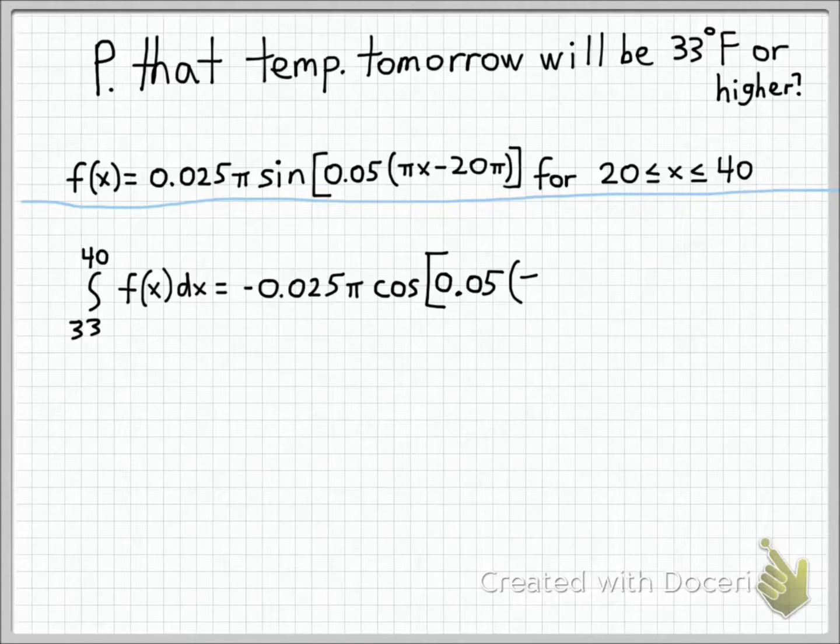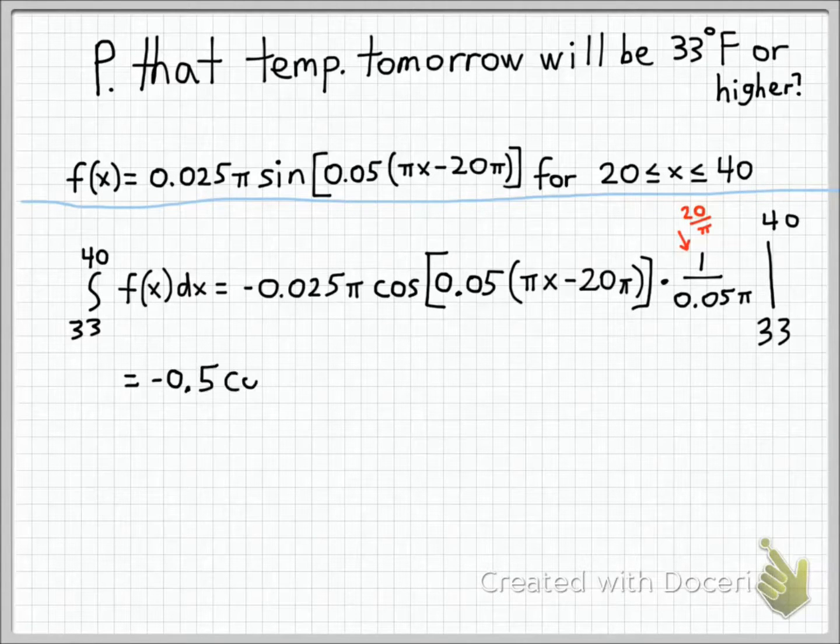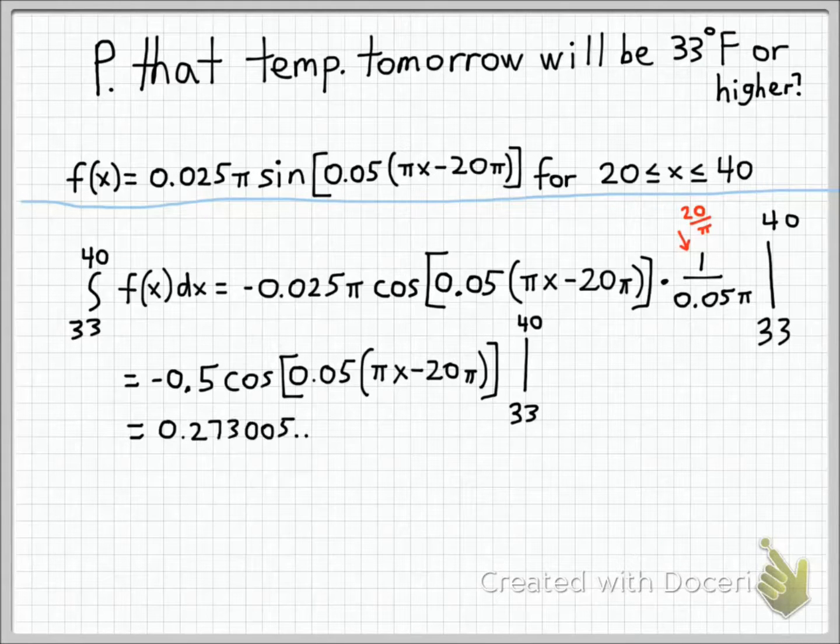So the antiderivative of sine u is negative cosine u. But don't forget the chain rule factor is 0.05 pi. Divide by that factor so that it'll cancel out. Evaluate that antiderivative from 33 to 40 and you're set. You should get 0.273005, or 27.3%.